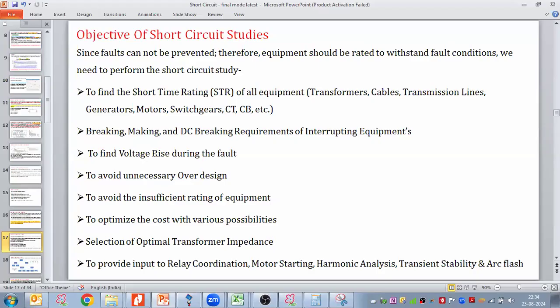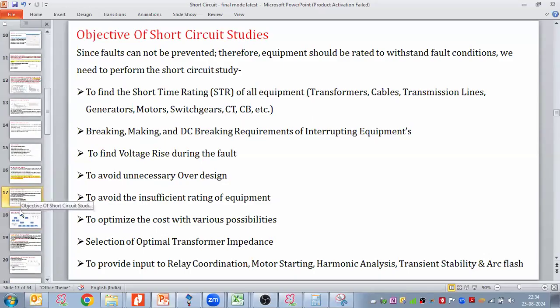To find voltage rise during the fault, to avoid unnecessary over design, to avoid insufficient rating of equipment, to optimize the cost with various possibilities, selection of optimal transfer impedance, to provide input to relay conditions, motor starting, harmonics, transient stability, and arc flash. For all the other power system analysis, first of all, we have to find out the short circuit study and short circuit current, which are further used for all other analysis. So due to that reason also, we need to perform the short circuit study.